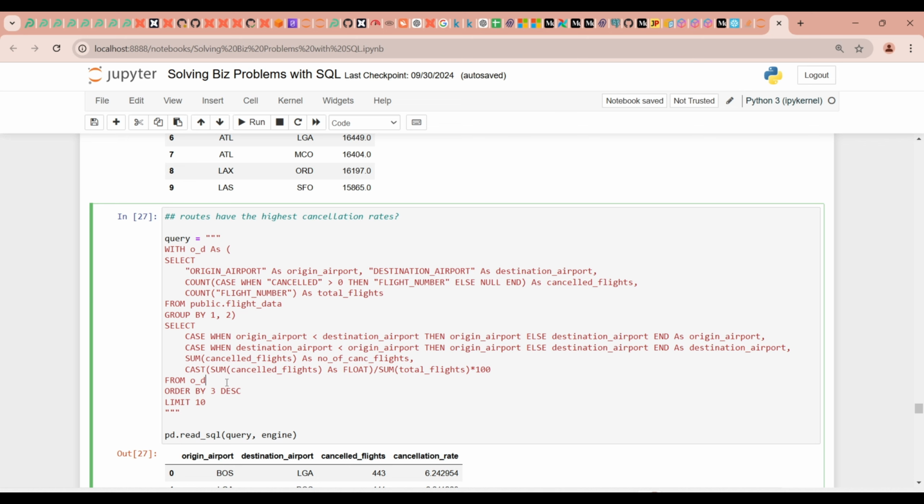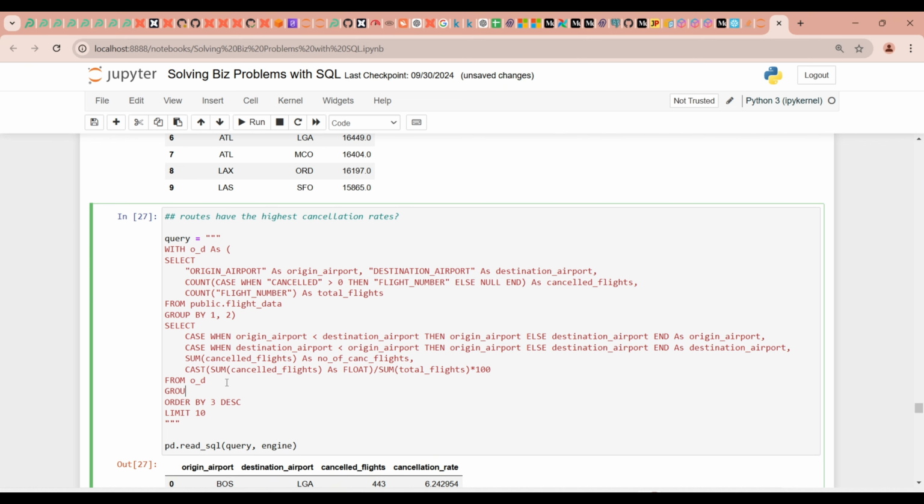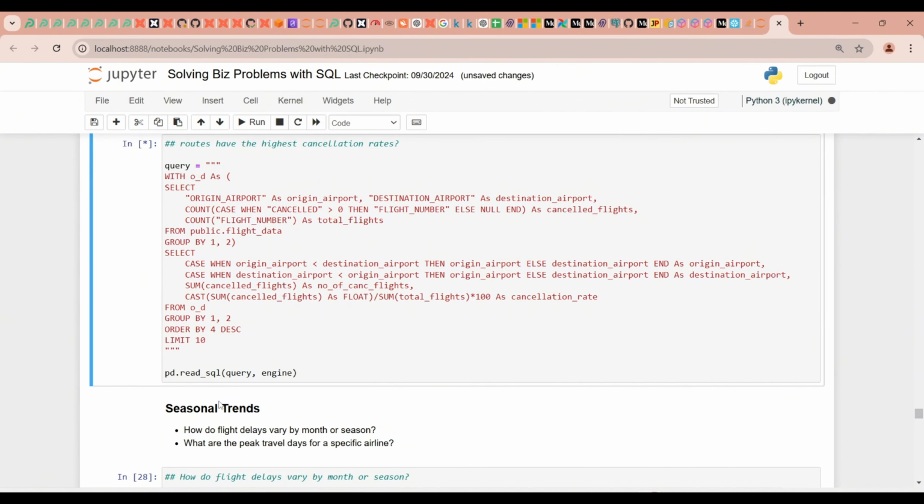Then group by, definitely group by 1 and 2, order by 3. No, the rate, the cancellation rate. Yeah, let's order by the cancellation rate. Let's alias this as cancellation rate. So order by 4 in descending order. And let's run.